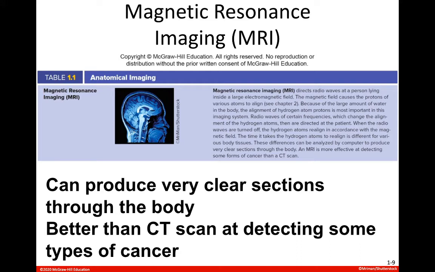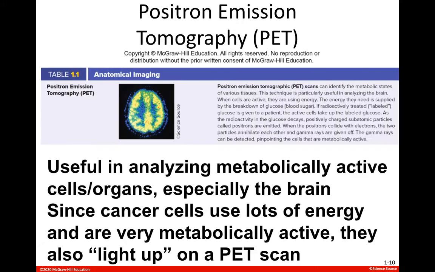It's better than a CT, specifically for detecting different types of cancer. Then we have a PET scan. It's also useful in detecting cancer because it helps you to analyze metabolically active cells and tissues and organs. So cancer is going to be more metabolically active than normal cells and tissues because it's dividing uncontrollably. So therefore, a PET scan is often used to detect cancer as well.